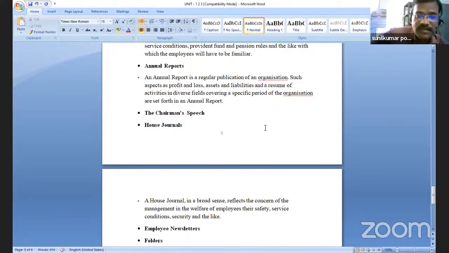So in many organizations, the chairman will give some inputs to the public relations officer, otherwise a corporate communication manager. They will only prepare the speech of the chairman based on his inputs. Some we see in house journals. There is a chairman's speech. Very first page is the chairman's speech.